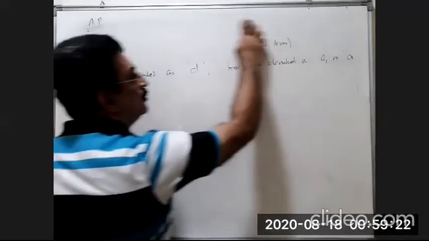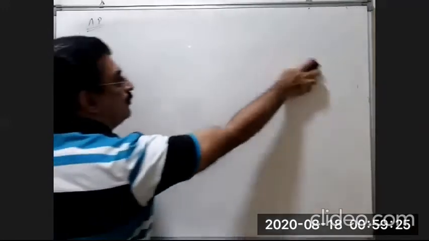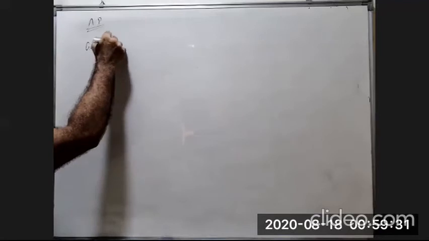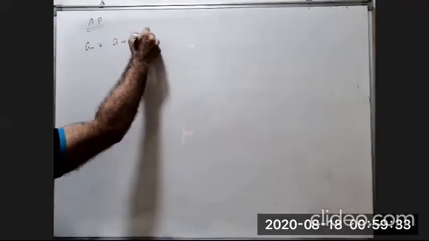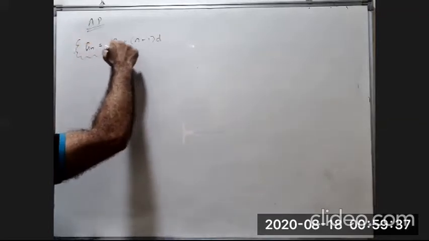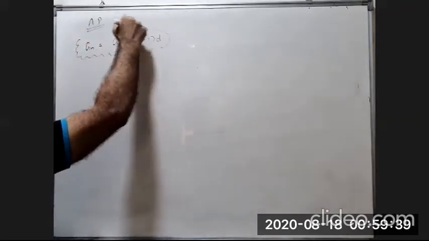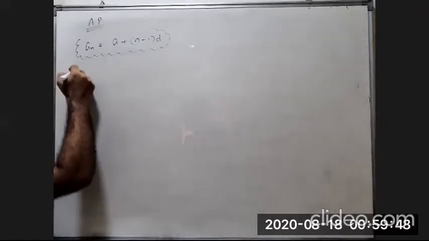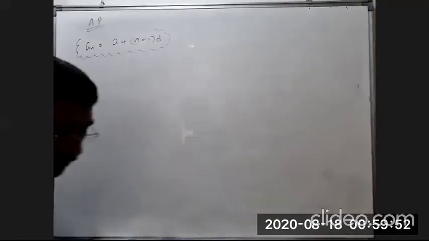Now we will write the formula. This formula also you learned last year. An, the nth term, An is a plus n minus 1 into d. You know how we are getting this formula. An is a plus n minus 1 into d.